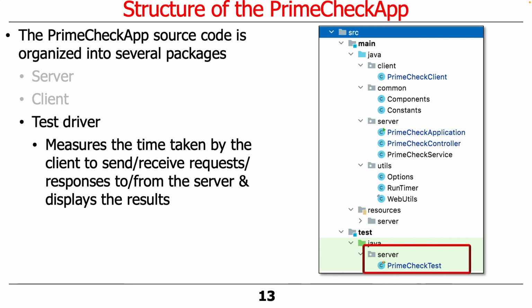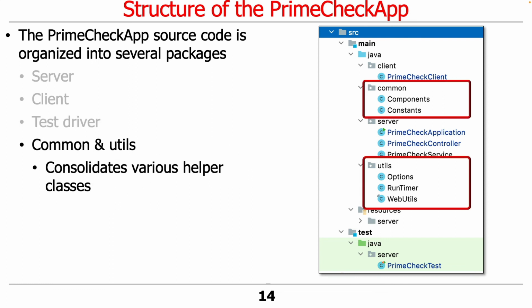Then there's a test driver, and this is a Spring Boot test, and it does a bunch of things, but most importantly, it measures the amount of time taken for each of these different strategies to send and receive the request to and from the server, and then it displays the results. This will allow us to do an apples-to-apples comparison between the different models of concurrency and the different models of bundling up the data into either chunks or individually making calls, and see what the consequence is on performance.